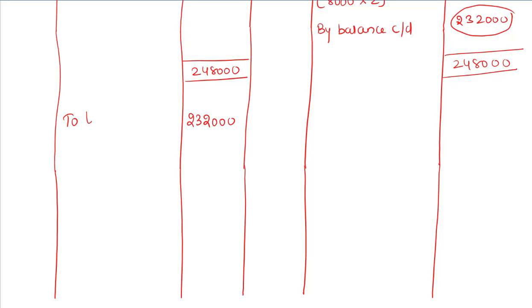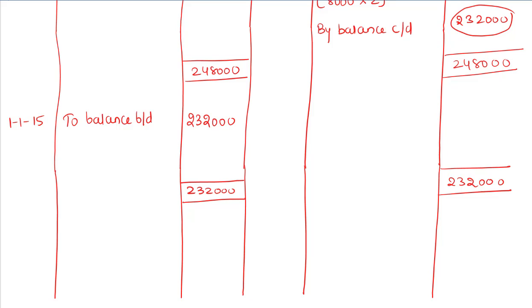2,32,000 will come here as an opening balance. So to balance brought down, 1st of January 2015, third year, 2,32,000, on closing date 31st of December 2015.